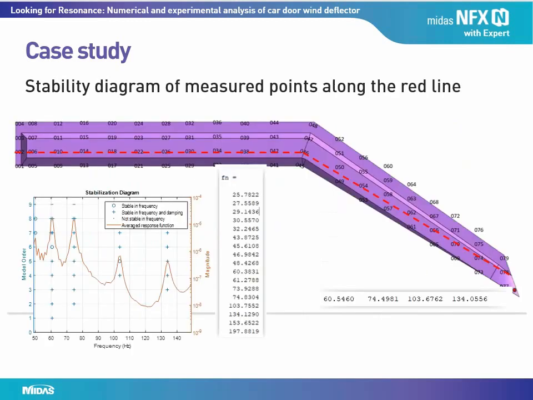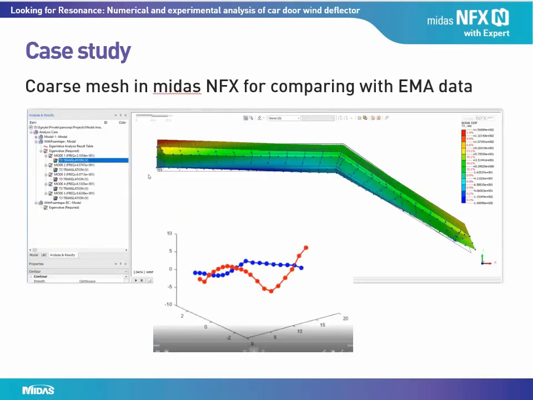This is another example of the stability diagram. This time, the frequency response functions of the points along the red line are considered. 4 peaks are identified for their frequencies and damping ratios. A coarser mesh of the FEA model is prepared in Midas NFX for making comparison with measured data. Animation of the measured data is being played here.